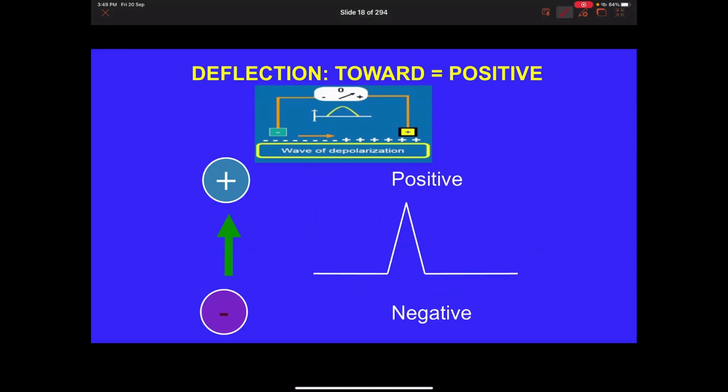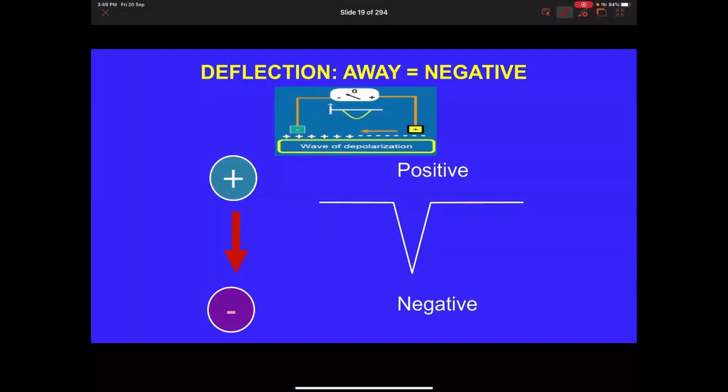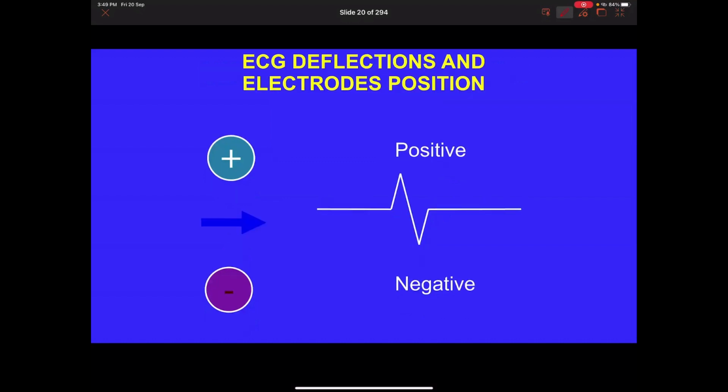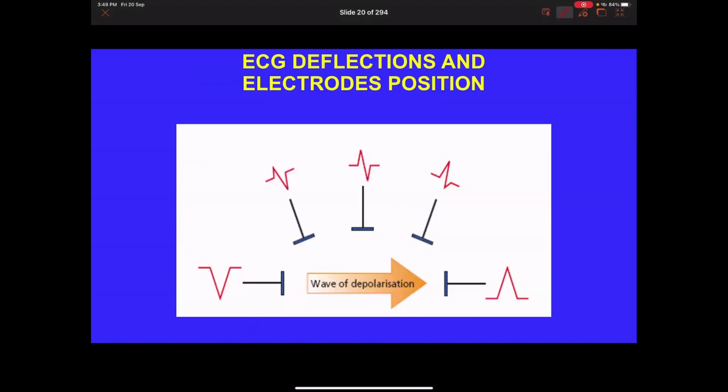You have a meter connected. This is the positive end, negative end. When the wave of depolarization is in the same direction of the positive electrode, you get a positive deflection on the ECG. Okay, same thing here. Do you see how the wave of depolarization is going in this direction, away from the positive electrode? You'll get a negative reading on the ECG. Okay, now this is basically what he's saying. Is this concept clear? Yes.